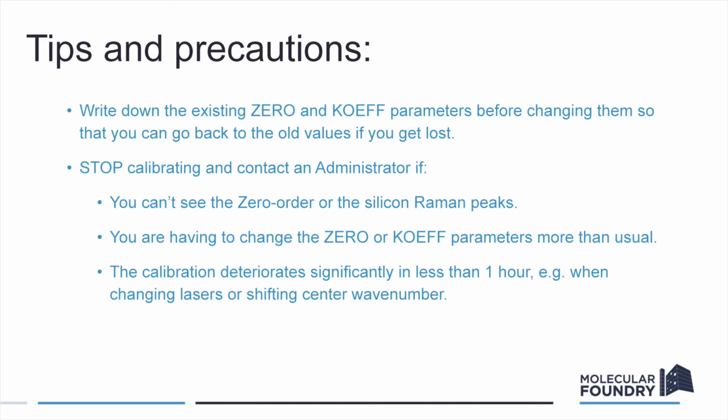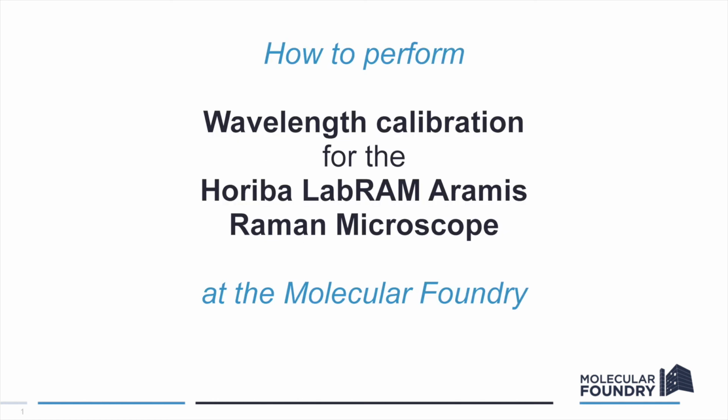Here are some additional tips and precautions. Generally, you shouldn't have to move the grating very far. If you can't see the 0 peak or the 520 peak, there's usually something wrong and you should contact the Raman administrator immediately. It's also worthwhile to note or write down somewhere the old 0 or coef settings. That way, if you get too far away and you lose your place, then you can always go back to the old settings. So that is wavelength calibration for the Raman microscope.